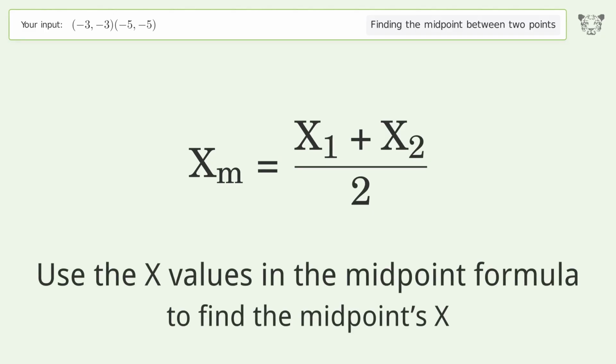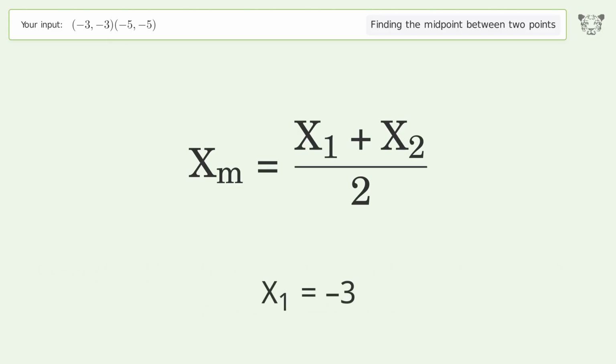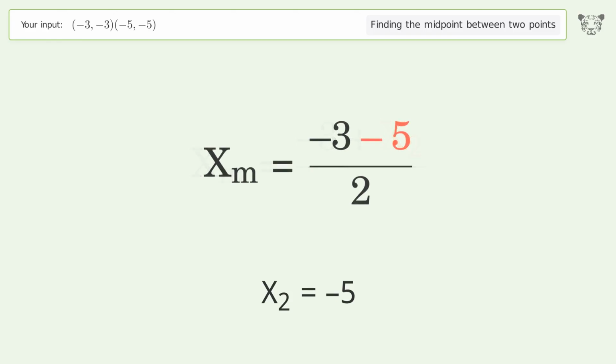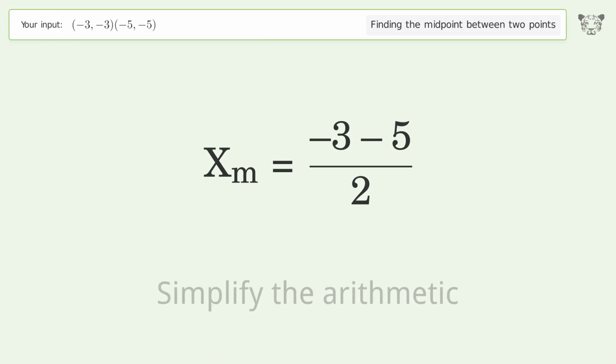Use the x values in the midpoint formula to find the midpoint's x. x1 equals -3. x2 equals -5. Simplify the arithmetic.